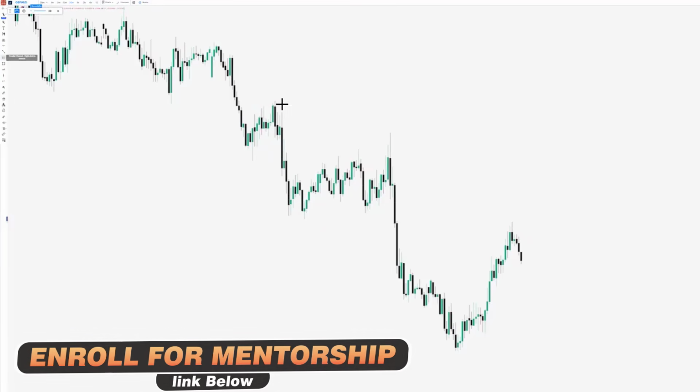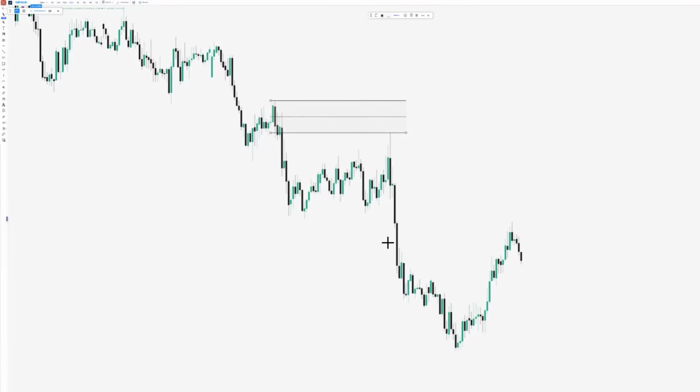A lot of people will mark here as their supply level. Okay, this level could be marked as a supply level. And if you take a look at it, price came back for the mitigation and it dropped, respecting that. This is a typical example. But in my book, I'm not going to mark this as a valid zone in this case, talking about zone validation. It's not a valid zone in my book.